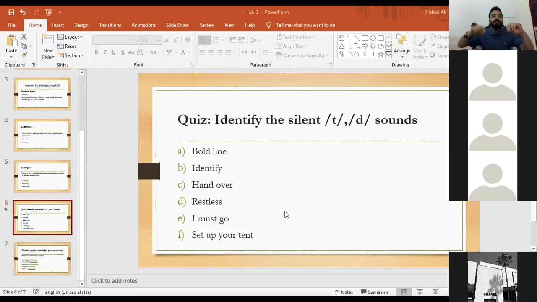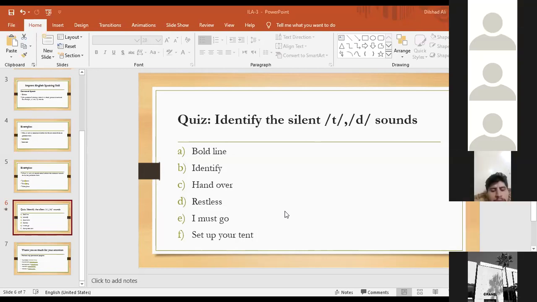Okay, in D, do we pronounce the t in the word restless? I will not say the correct pronunciation, guys. Restless. Do we pronounce it or not? Not pronounced. Okay, we do not pronounce the sound t in option D. Very good. Which one else? Okay, you can come back again and tell us which ones. We'll give you more. Thank you.